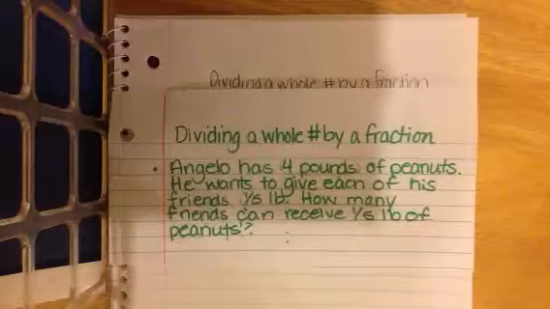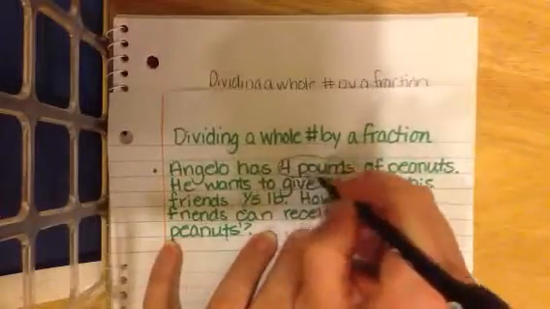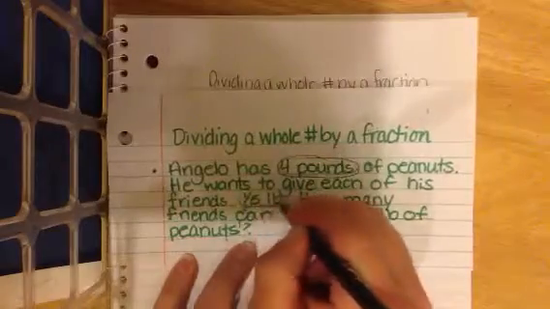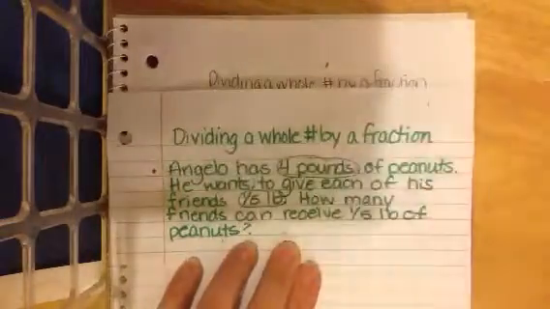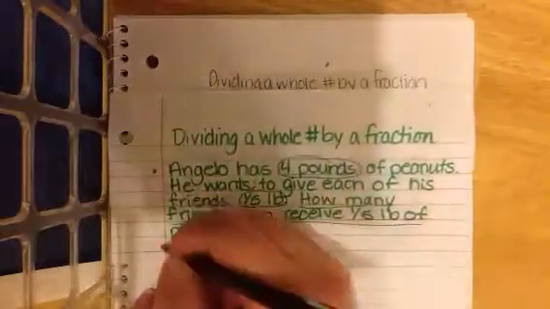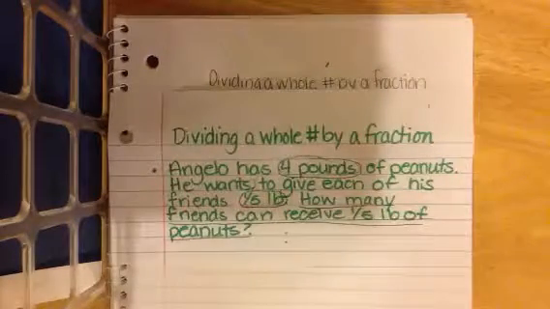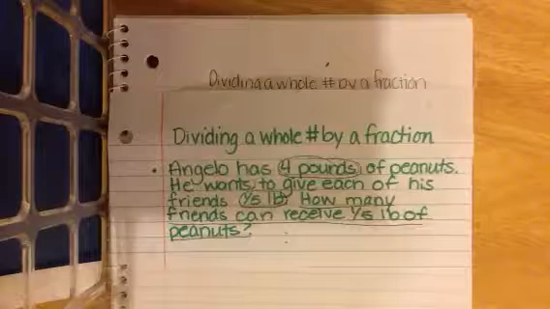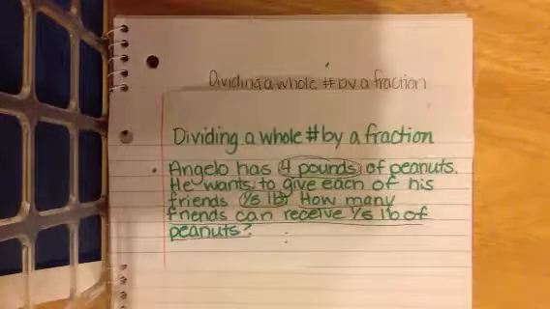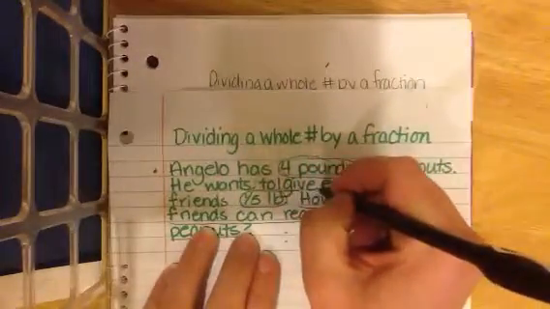So the problem that we're going to work with to start is Angelo has 4 pounds of peanuts. He wants to give each of his friends 1/5 of a pound. How many friends can receive 1/5 of a pound of peanuts? So I'm picturing that he has this huge, maybe brown paper bag full of peanuts, and he wants to give all of his friends some, but he wants to give them the same. So maybe he has a scoop that's worth 1/5 of a pound, and he's going to see how many he could share out. My action word is he's going to give them out.